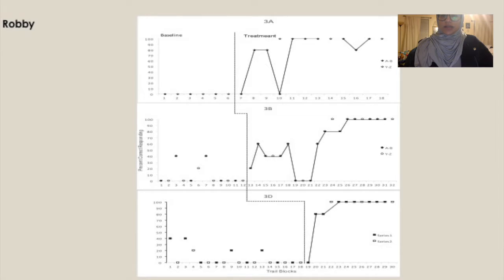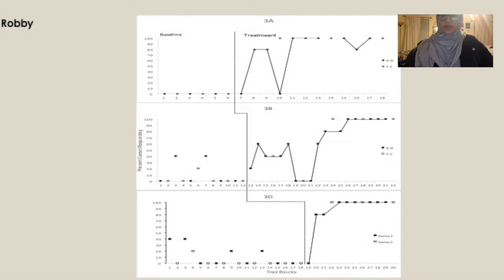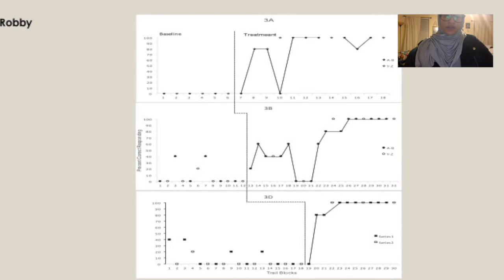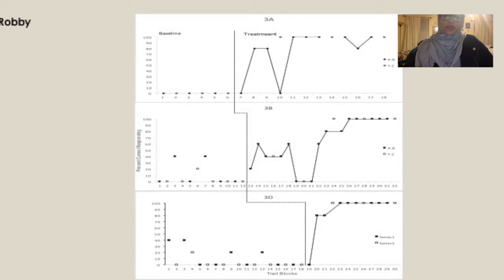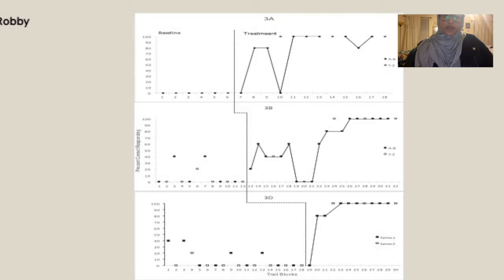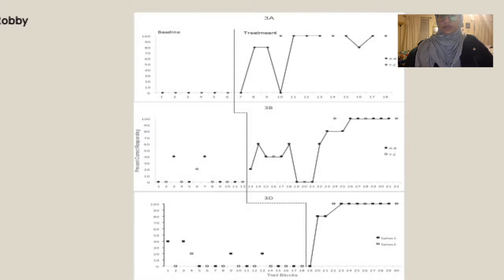There was also variability after implementation of training. However, there was a gradual and stable pattern of performance after the 9th trial block. Performance then ranged between 60 and 100% correct responding. Mastery criterion was reached after 20 trial blocks with a mean score of 100% correct responding on the transformation task.